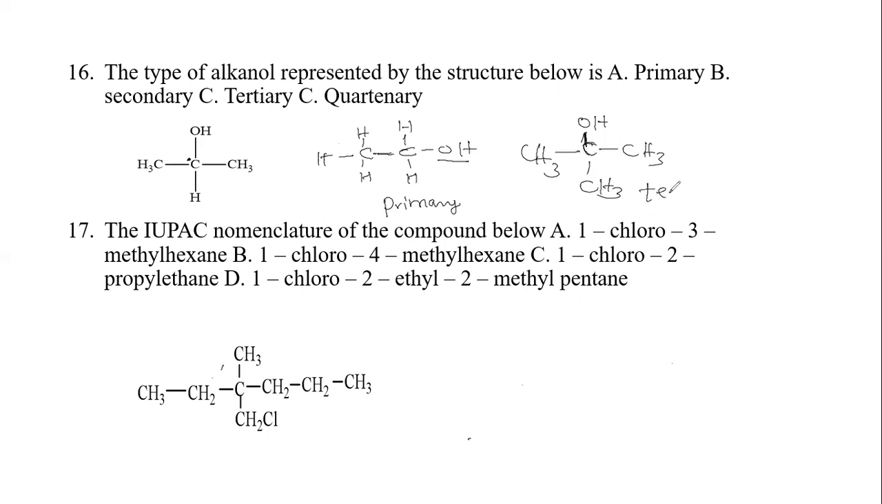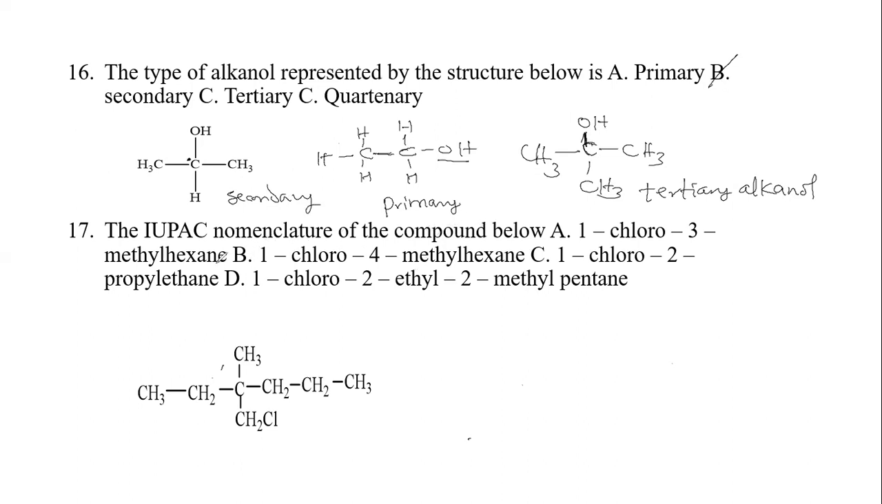So this is going to be a tertiary alkanol. And for this one, which is directly bonded to 2 other carbons, it is going to be a secondary alkanol. So this one will be a secondary alkanol. I believe that's very simple. So that's why option B will be the correct answer.